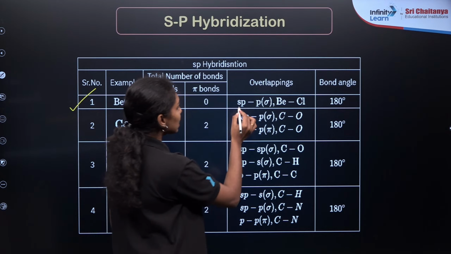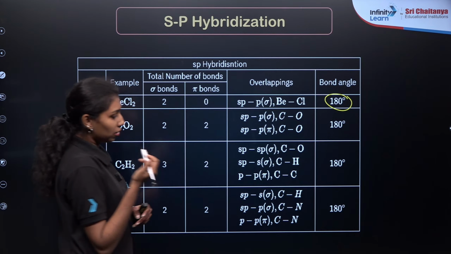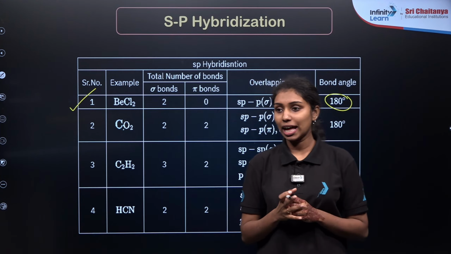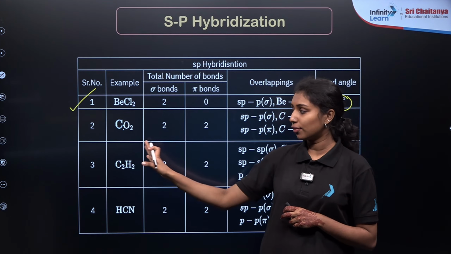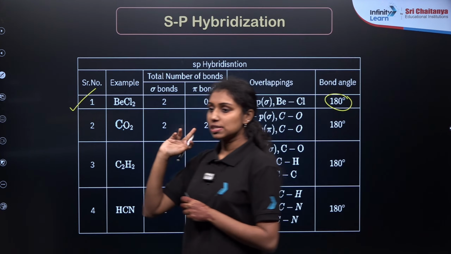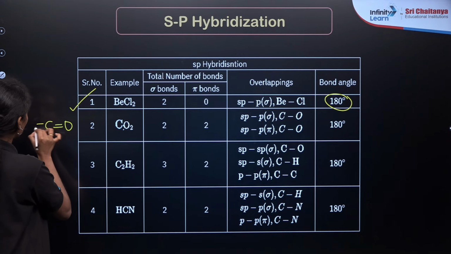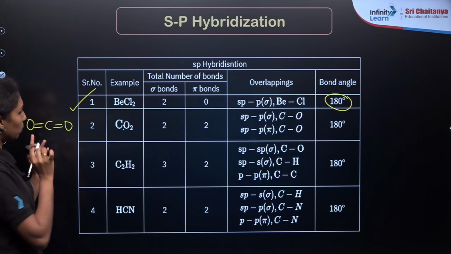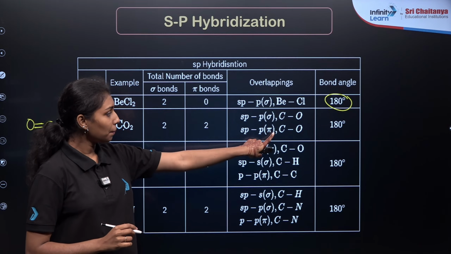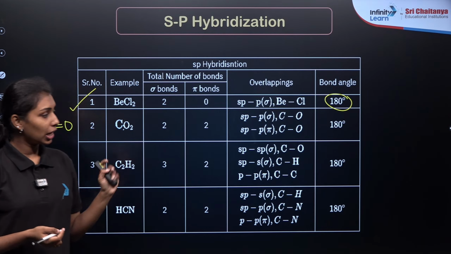So the overlappings are sp-p sigma bond and the BeCl bond angle is 180 degree. Now just try to find out the hybridization, how to write down the hybridization of these molecules given here. I have already given in the case of carbon dioxide molecule, 2 sigma bonds and 2 pi bonds are present, right? As we already know, the structure will be C double bond O, which means 2 pi bonds and 2 sigma bonds are present. So it will have the sp-p sigma bond as well as the p-p pi bond in the case of carbon dioxide molecule.